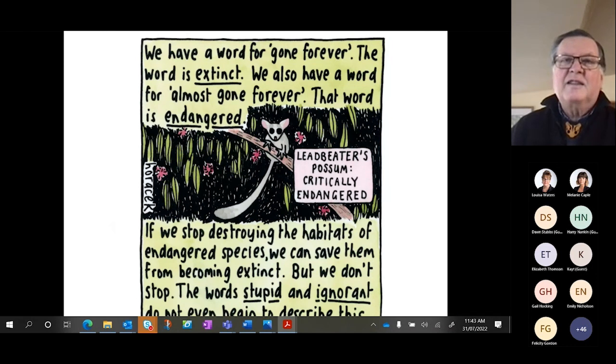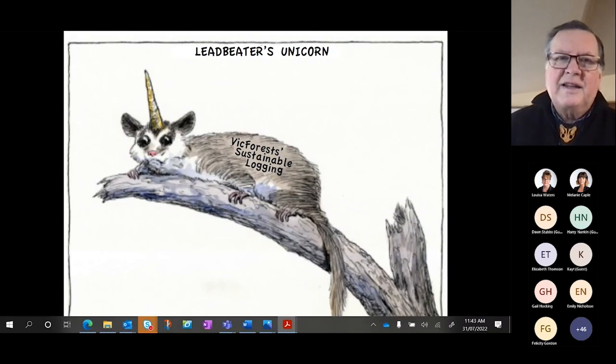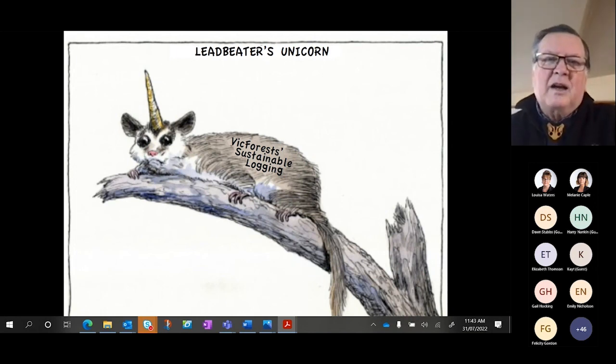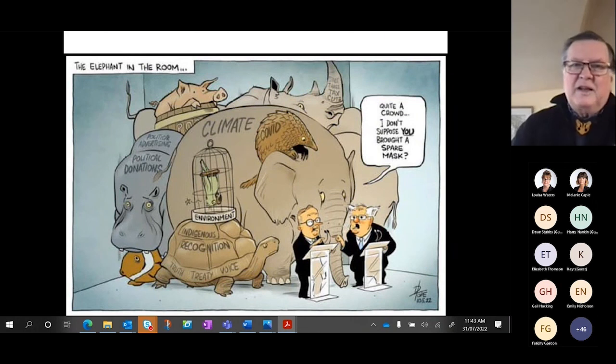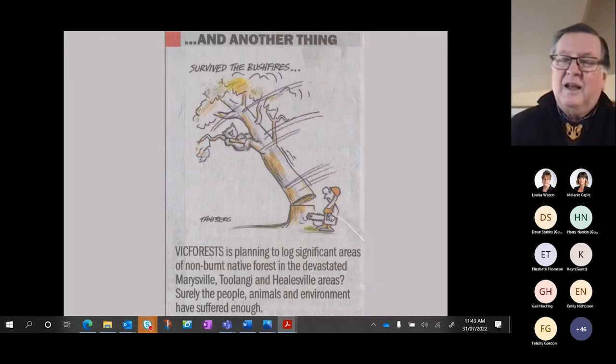Judy Horacek had this one in The Age. It's worth reading. We won't go through it all now, but talking about the word extinct. And then Pope, David Pope, I think it is. And his original text was actually an economic cartoon, but I put the text in that VicForests' sustainable logging is a mythical beast. And then this one you may remember from the recent election with Albo and ScoMo and the elephant in the room. And you'll notice the environment is the dead parrot from Monty Python, basically.